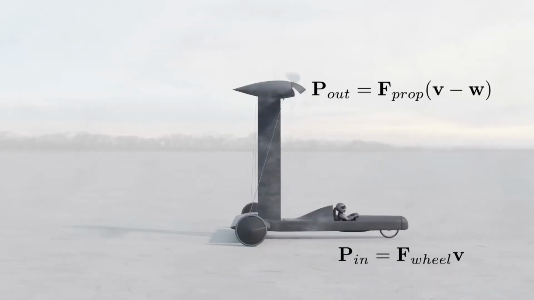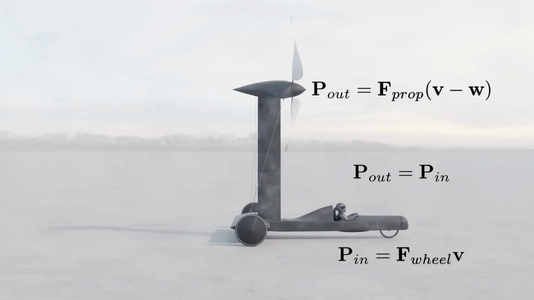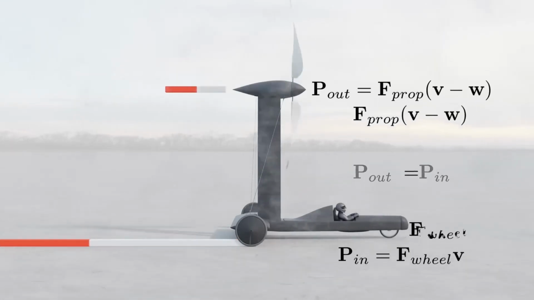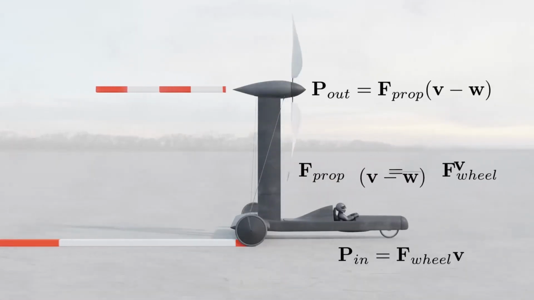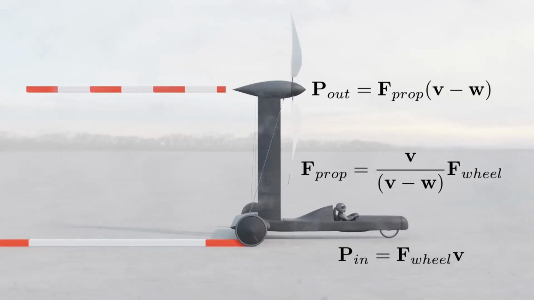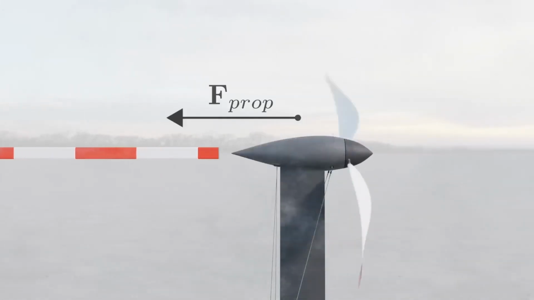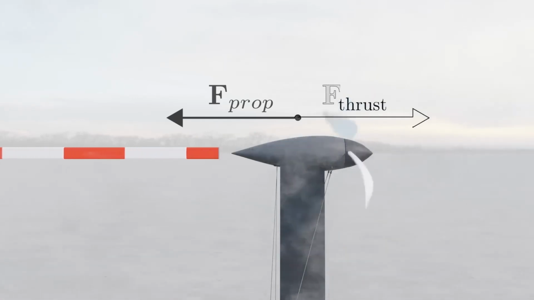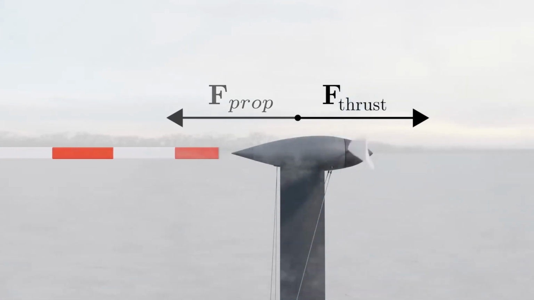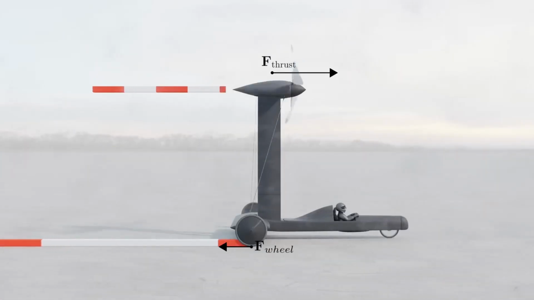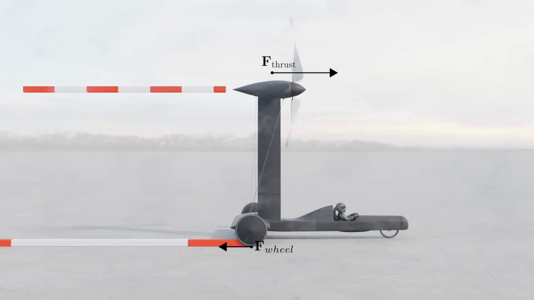And if we assume no losses, then the power in at the wheels equals the power out at the propeller. From this equation, we can see that the force at the propeller will be greater than the force at the wheels. And since the propeller is pushing air back, the air applies an equal and opposite force forward on the prop. This is the thrust force, which will be greater than the backwards force on the wheels.